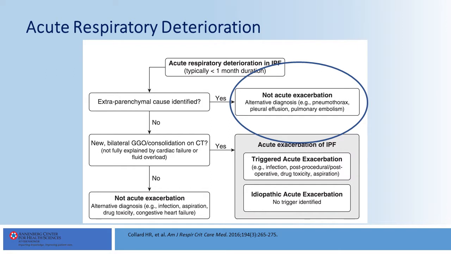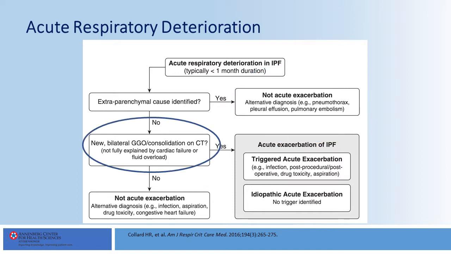Now, of course, there's, as I mentioned, a broad differential for that acute respiratory deterioration. In some cases, it will be extraparenchymal in origin. It could be a pulmonary embolism. It could be a pleural effusion or a pneumothorax that's occurred. So, of course, we'll do a workup to identify that. If that's the case, then we wouldn't call it an acute exacerbation. But if there's no extraparenchymal cause identified, then we'll look at the lung fields on CT.